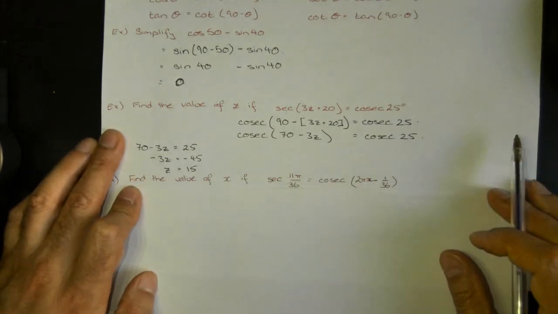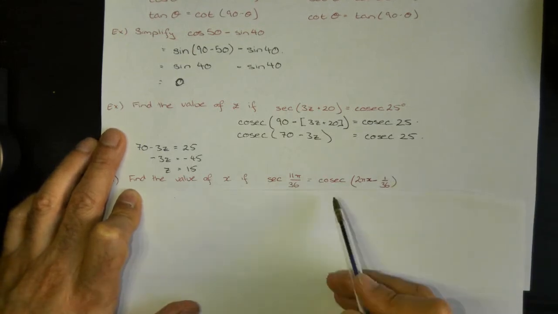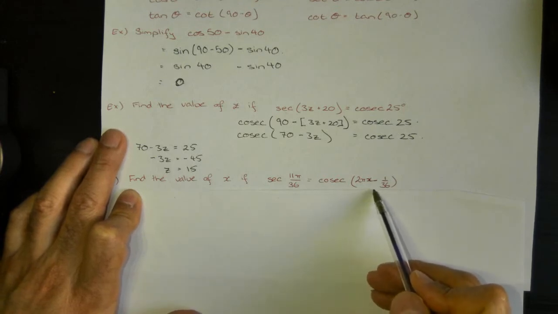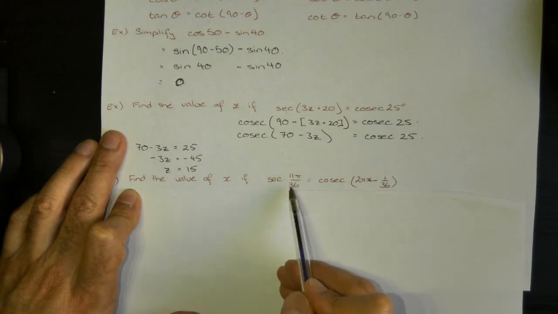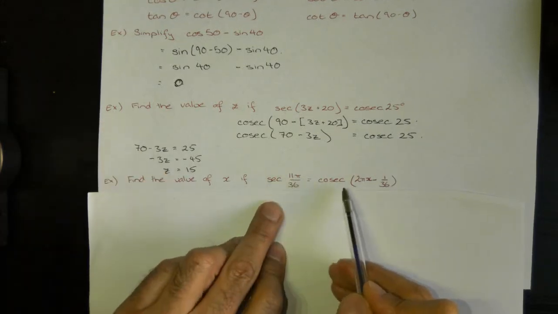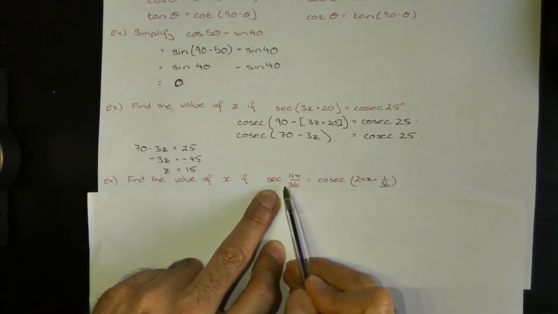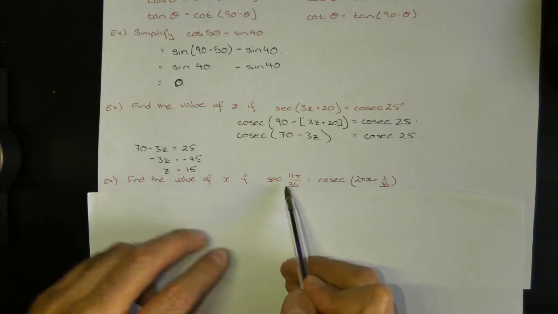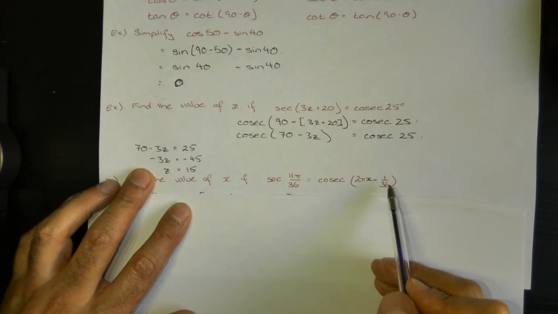Okay. We want to find the value of x if sec of 11 pi over 36 equals cosec of 2 pi x minus 36. So here we are in radians. All of a sudden we're in radians. The method doesn't change. We want to change this so that we have it both in sec or cosec. So what I'm going to do is change this into sec form.